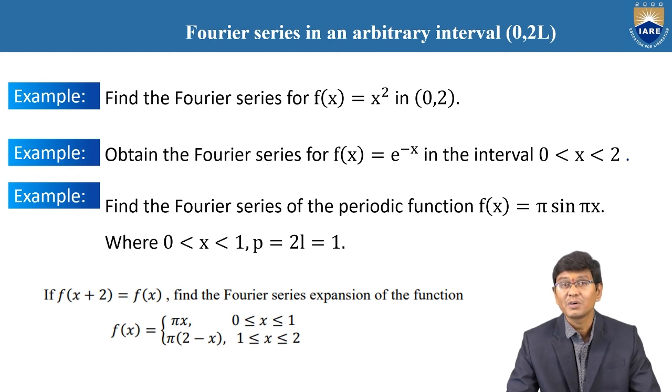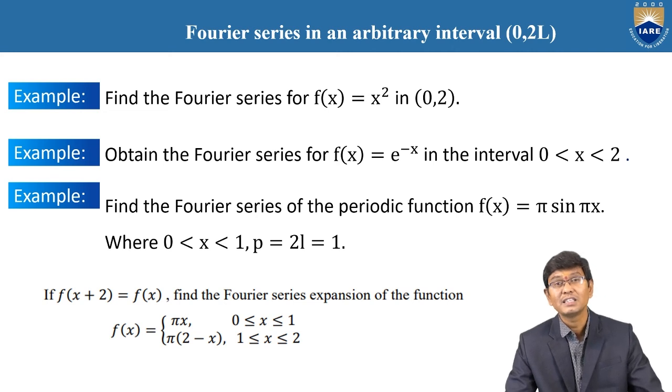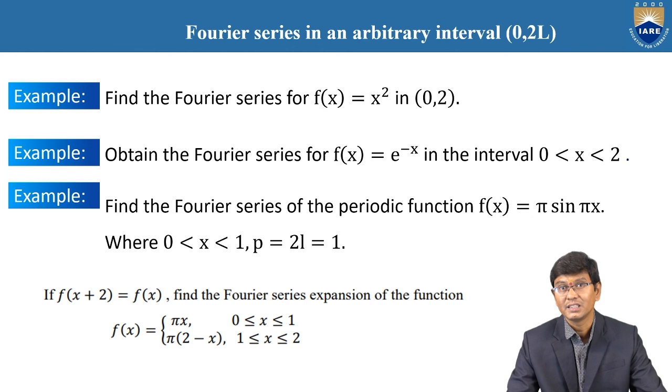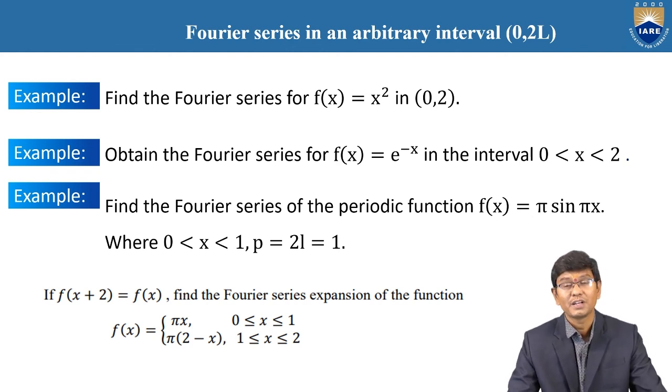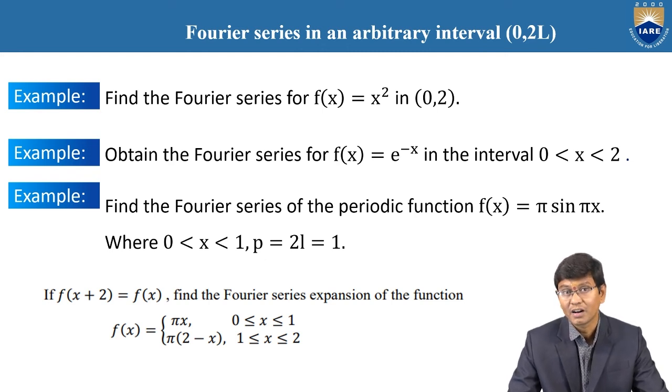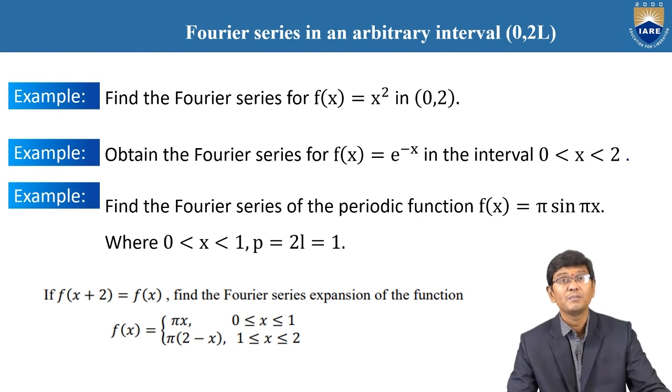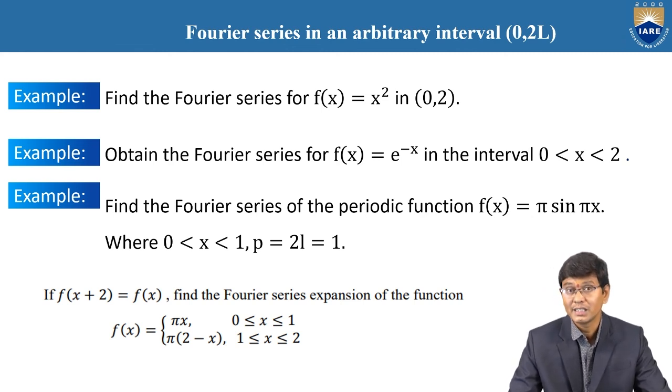We should concentrate only on the function of 0 to 2l limits only, because the function is not specifically asking for either the sine series or cosine series. And what we discussed in the second one, that is, obtain the Fourier series for f of x equal to e power minus x, we are also not concentrating on whether the function is an even function, odd function or neither. Clearly the limits are 0 less than x less than 2. Therefore, it is also a comparison with the help of 0 to 2l only.